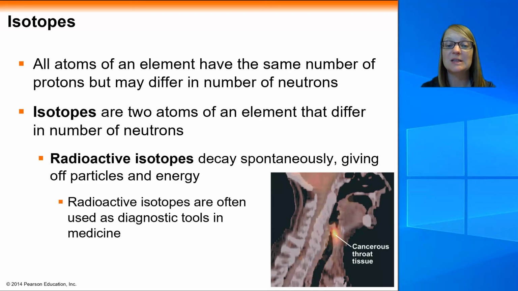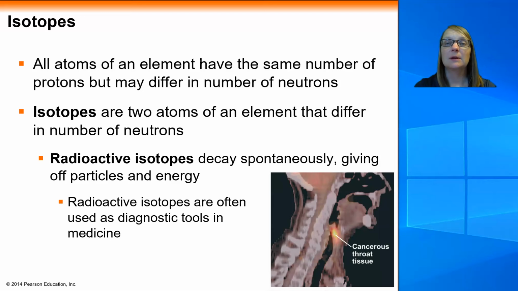And that's kind of what you see in this image right here. You can use radioactive isotopes to assess how well kidneys are functioning. So you can give, again, a radioactive tracer to a person and see how quickly the kidneys clear that radioactivity into the urine. If it clears out really well, great. If it doesn't, the kidneys are not doing their job very well.